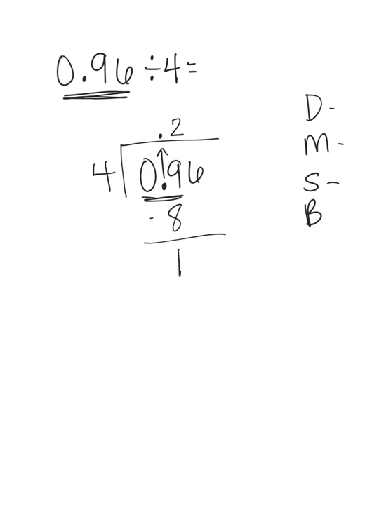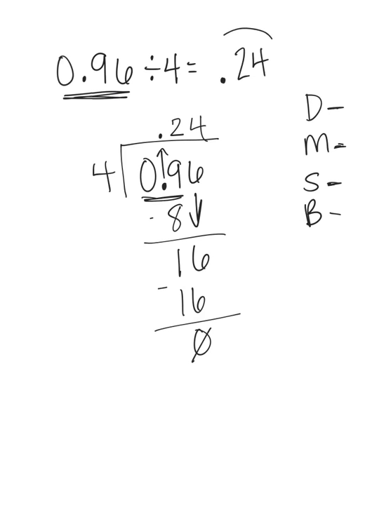9 minus 8 is 1, and let's bring down that 6. And let's try it again. Let's start it over again. 4 goes into 16 4 times. Multiply. 4 times 4 is 16. Subtract. 0. I don't have anything else to bring down, so I know I'm finished. So 96 hundredths divided into 4 equal groups. There are 24 hundredths in each group.